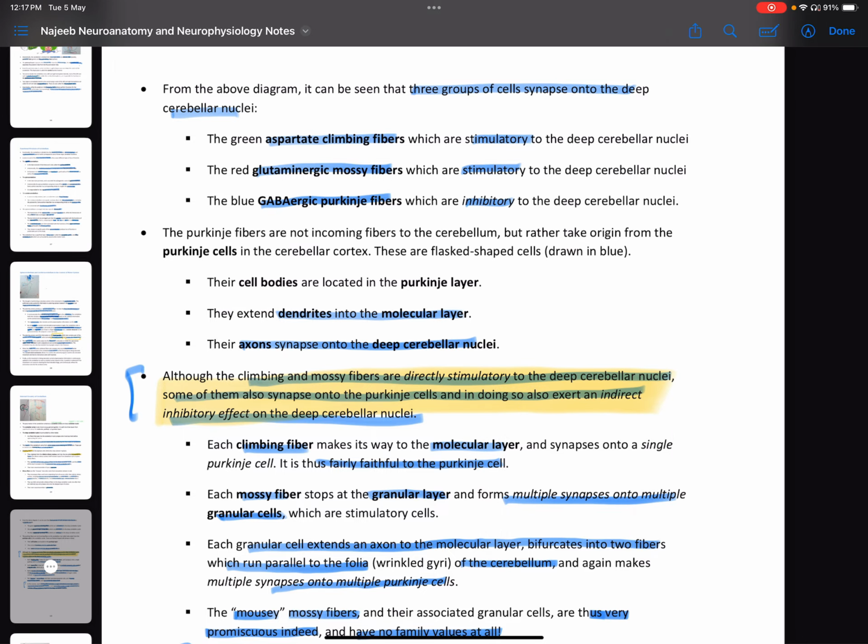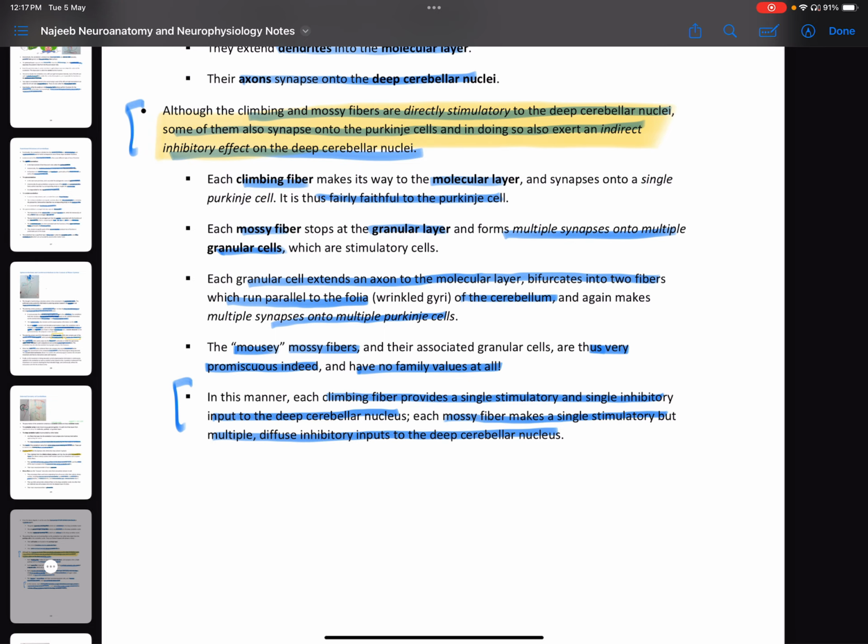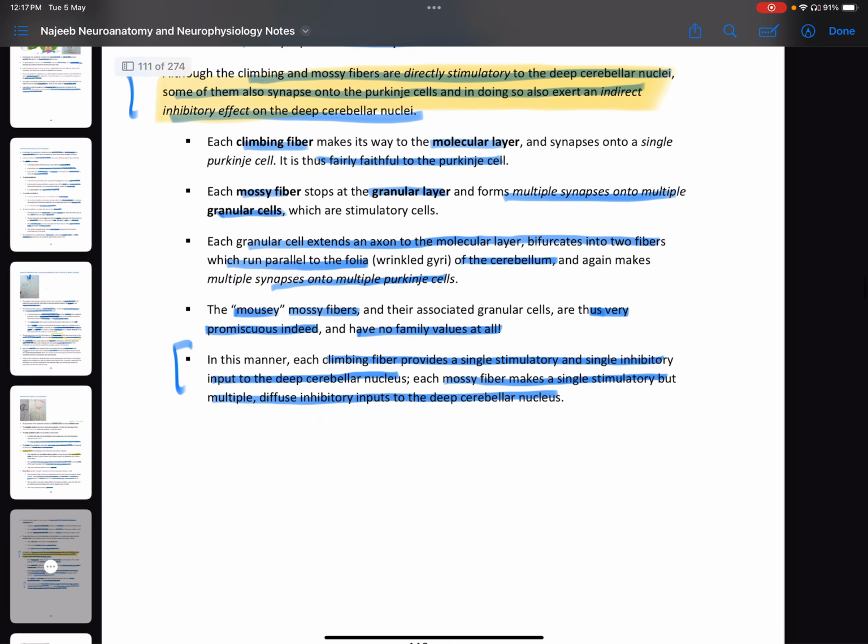Important line. Each climbing fiber makes its way to the molecular layer and synapses onto a single Purkinje cell. It is fairly faithful to the Purkinje cell. The rest we can cover in the next video.